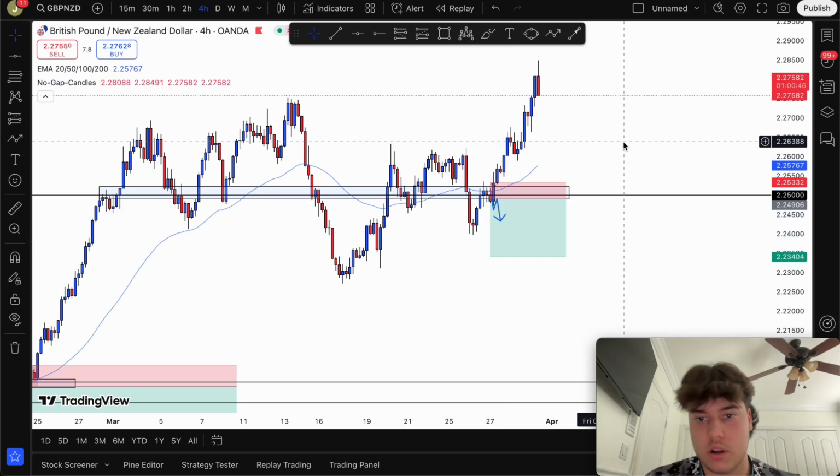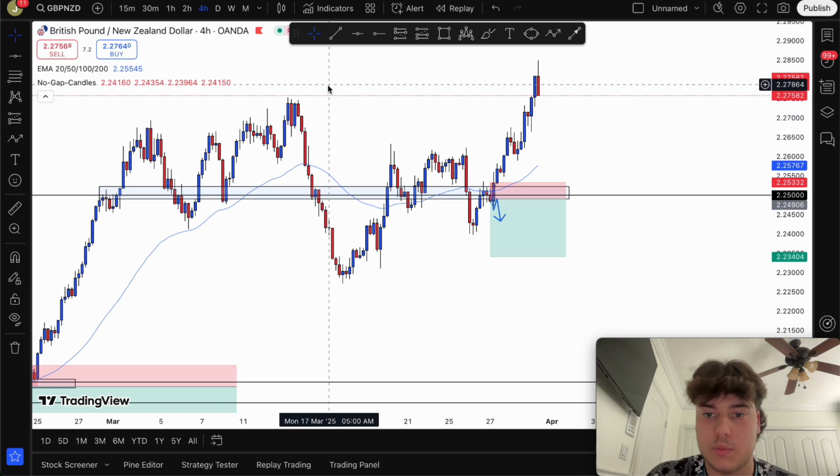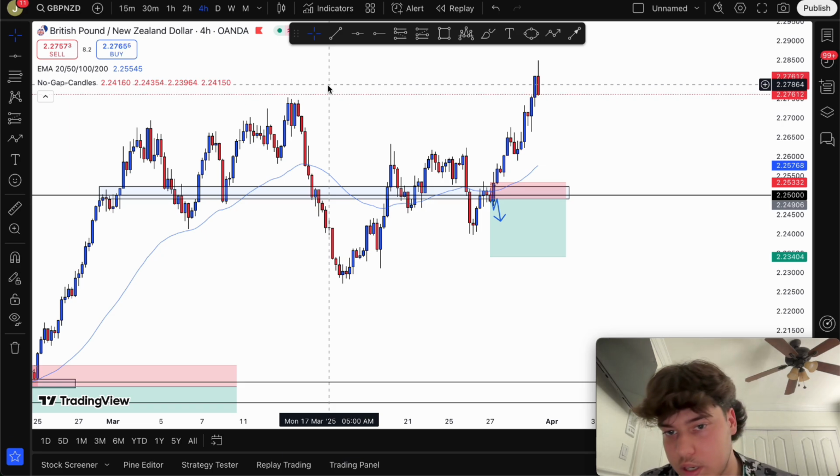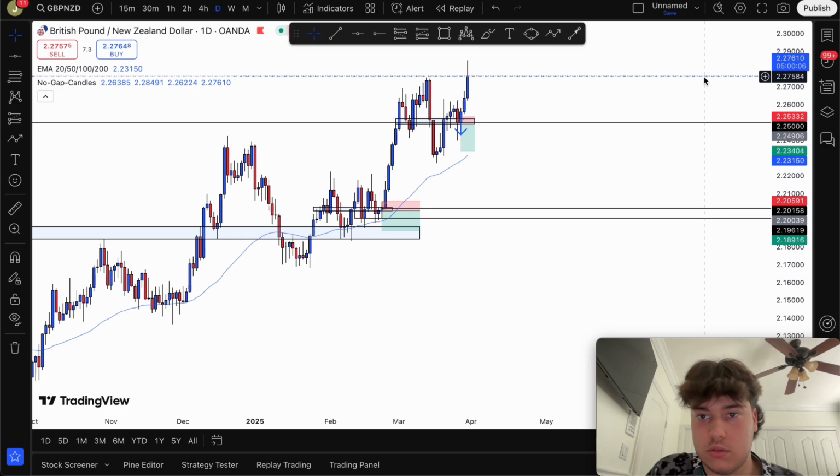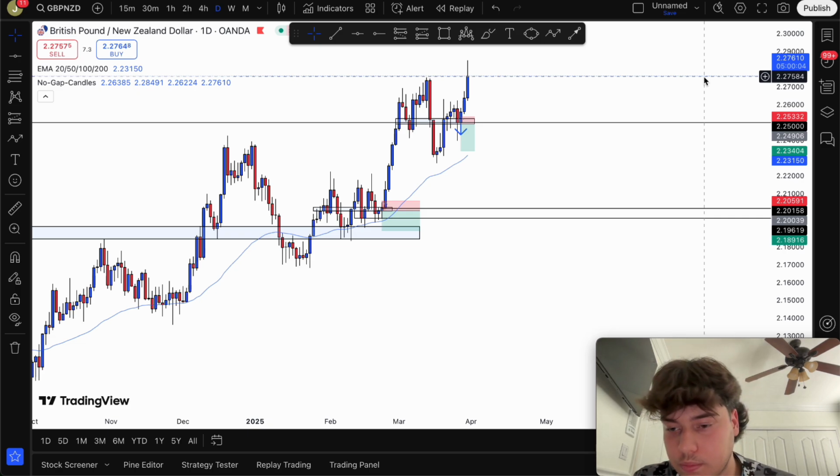But we were wrong. This is why risk management is key: risking 1% of the account and setting a stop loss to minimize our losses. So if we're wrong, we take a minimal loss that we have already calculated. Those are the 2 trades we took this week.